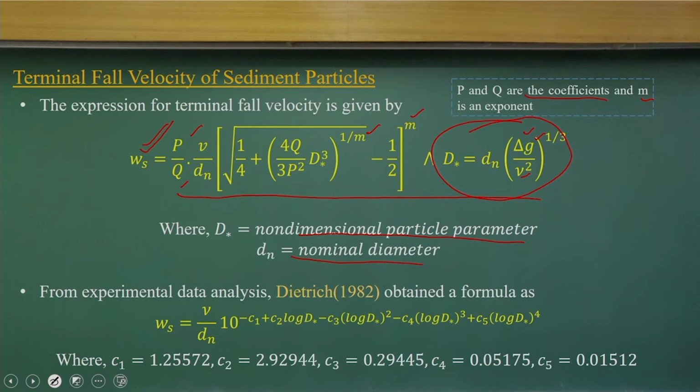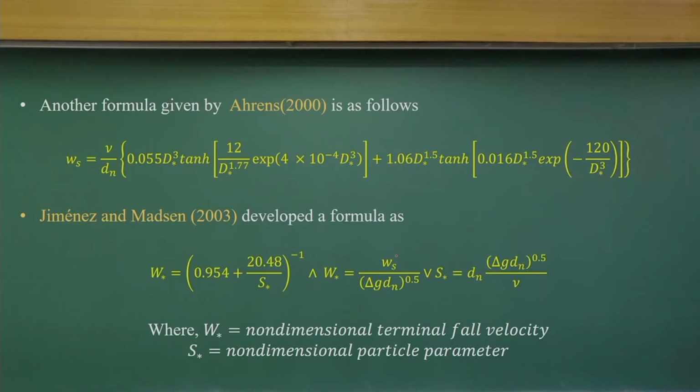Similarly, from experimental data, if you know these D star values and the coefficients C1, C2, C4, C5, I can also compute it. These are experimental data by Dietrich in 1982. There are different equations, but more or less the results of the equations do not differ very much. They are all empirical equations, and the computation of Ws doesn't vary much. You get a range of values, but not much difference.